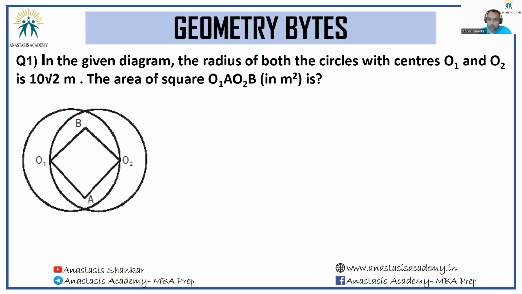In the given diagram, the radius of both the circles with centers O1 and O2 is 10 root 2. What is the area of the square O1AO2B? Very straightforward. Can you see the radius of the circle is as good as the diagonal of the square? So if this is 10 root 2, the side of the square will be 10. So the area of the square will be 100.